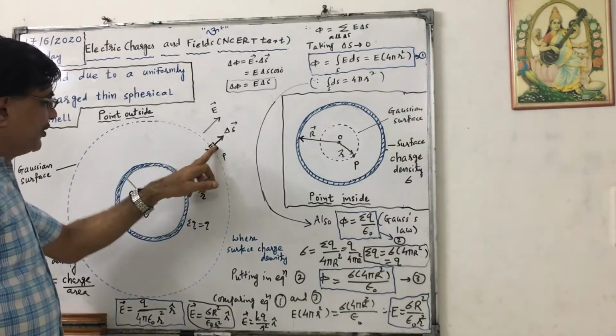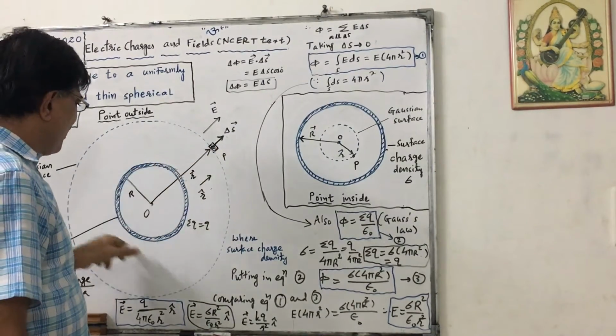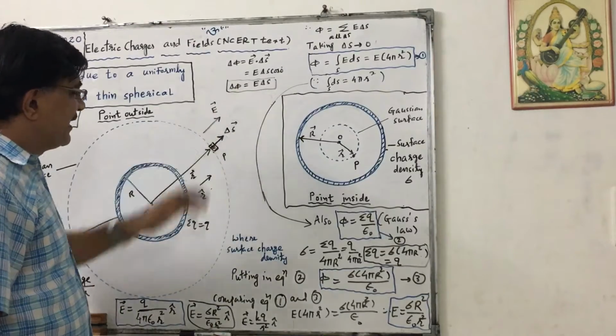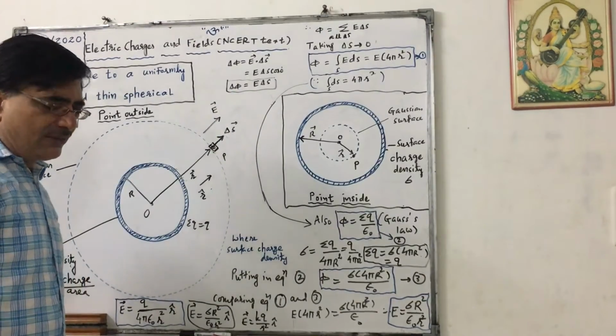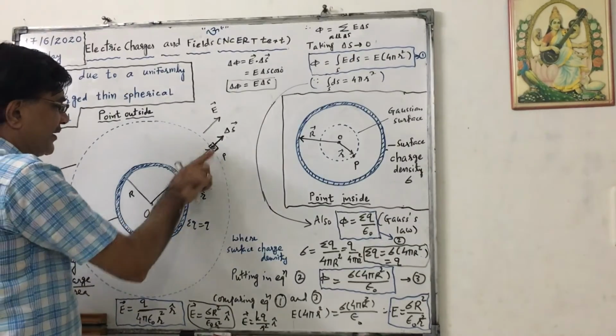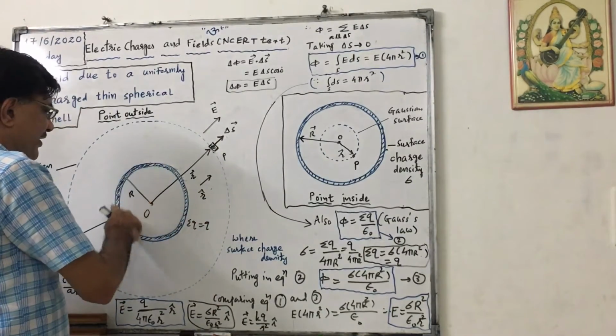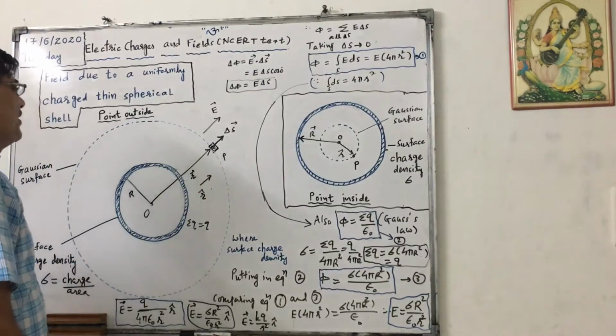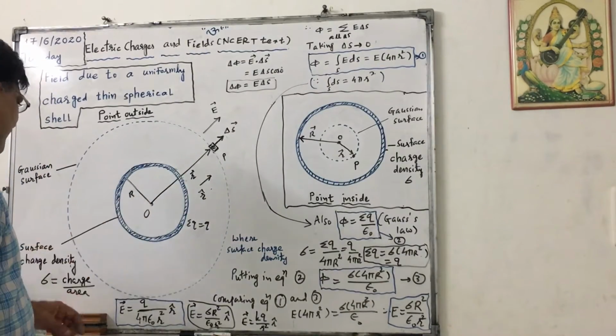We know that if I put a unit positive charge, and this is positively charged, the electric field will be in this direction because positive will offer repulsive force. The unit vector in this direction is r cap. The radius of this thin spherical shell is capital R.